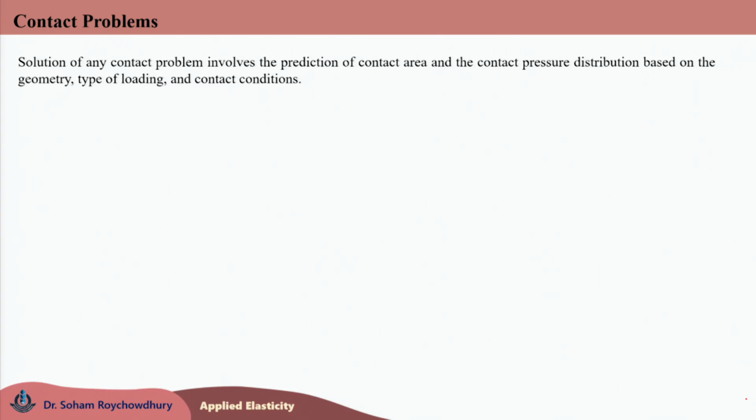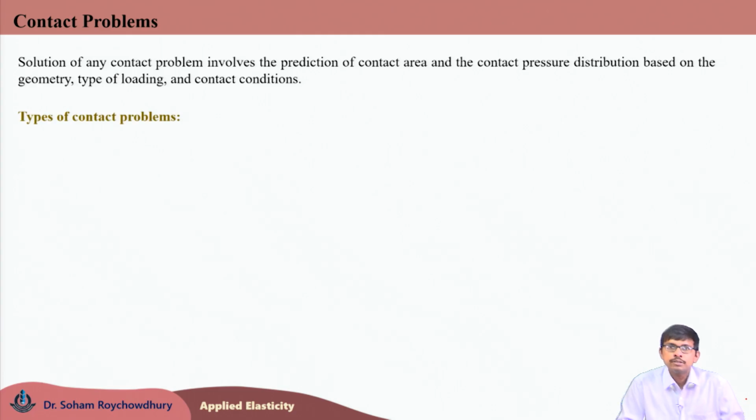Based on the geometry of the bodies coming in contact, based on the nature of friction present between the two contacting surfaces and the type of loading. So, contact mechanics problem basically deals with the solution of the contact stresses, the contact pressure distribution and area of contact generated when two bodies which may be rigid or elastic, at least one should be elastic, are coming in contact. So, the solution of the contact problem depends on the geometry of the bodies coming in contact, type of loading and nature of friction present between the two bodies.